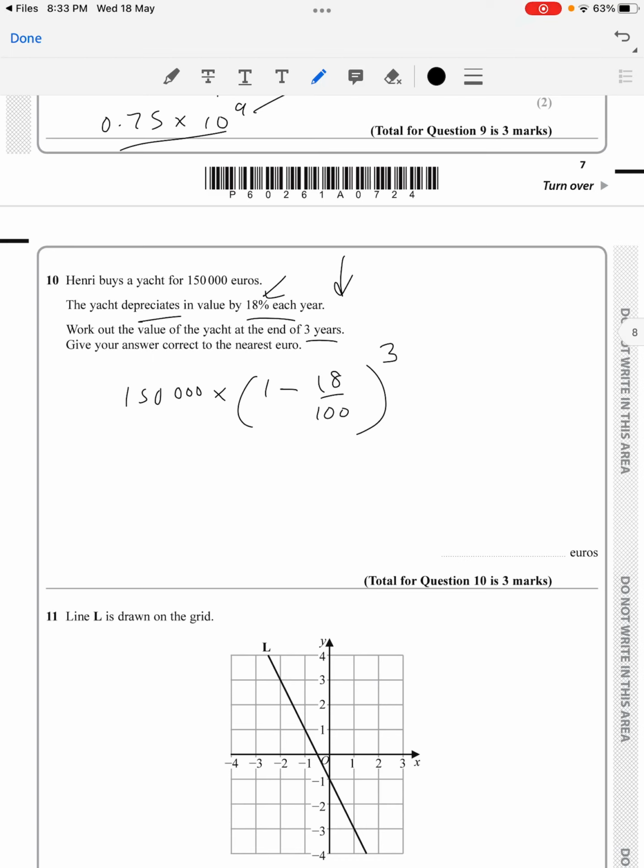There's a formula that is pretty useful: new value is equal to original value times brackets 1 minus or plus, depending on if it's depreciating or appreciating, r divided by 100, all raised to the power n. So I'm using that formula. You guys can check it out if you want to.